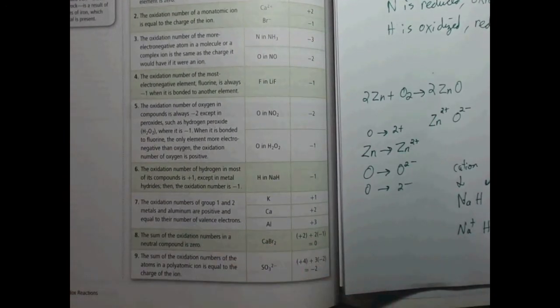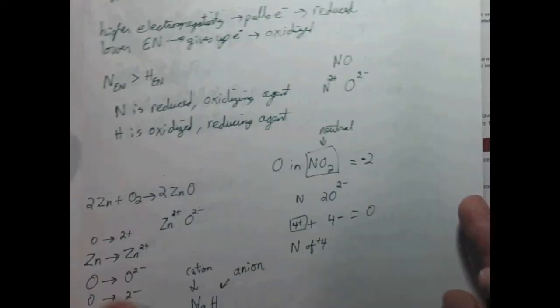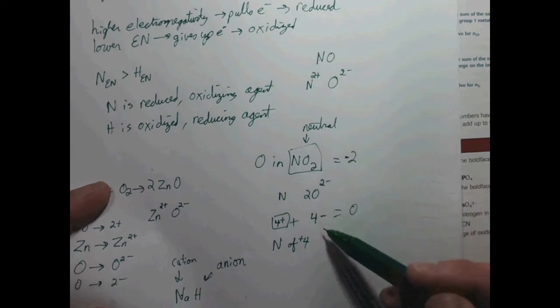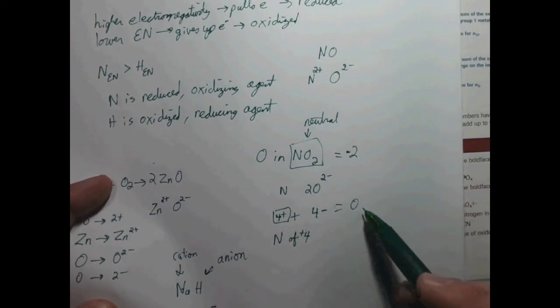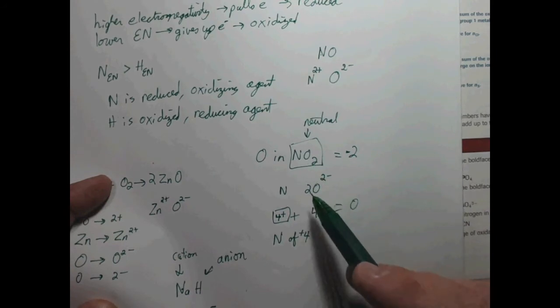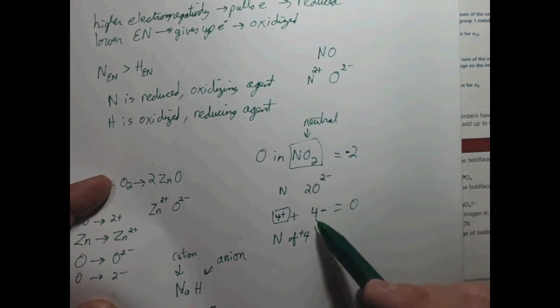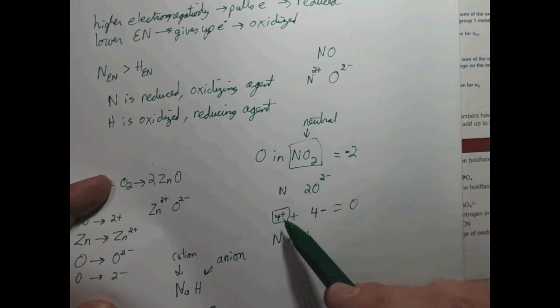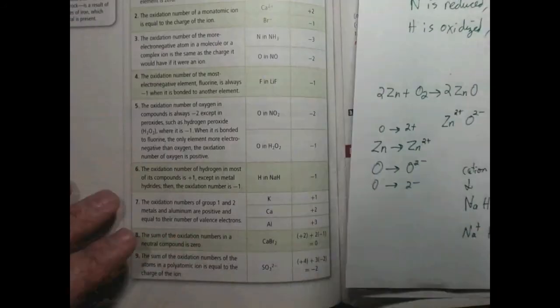All right. The oxidation numbers of group 1 and 2 metals and aluminum are positive and equal to their number of valence electrons. The sum of the oxidation numbers in a neutral compound is 0. Again, like we have here, NO2 is neutral. So the sum of the oxidation numbers has to equal 0. So if oxygen's was 2 minus in here, 2 times 2 minus, that's a total of a 4 negative charge. I have to have 4 plus to cancel that out.